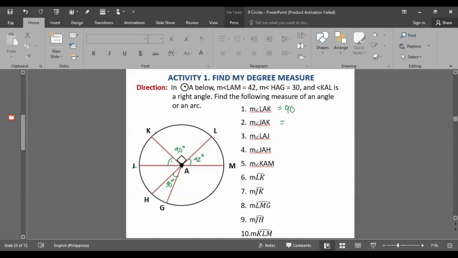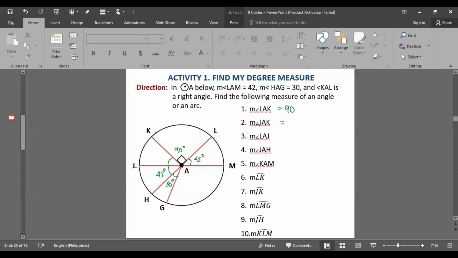Now, what do you think is the measurement of angle JAK? For us to be able to get the measurement of angle JAK, we have to get first the measurement of this angle. What do you think is the measurement of angle JAH? It's 42 degrees. Why? Because these two angles are what we call vertical angles. So angles JAH and LAM are vertical angles, so they are congruent.